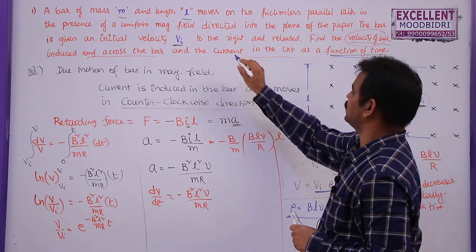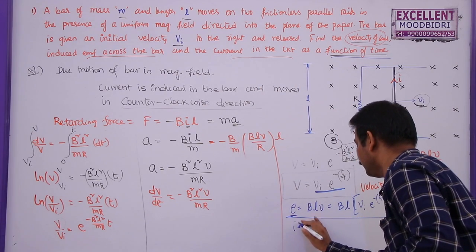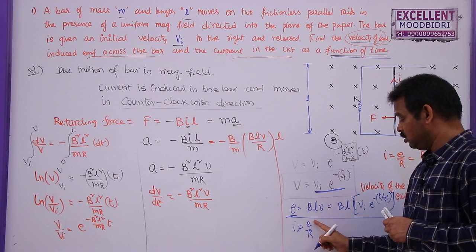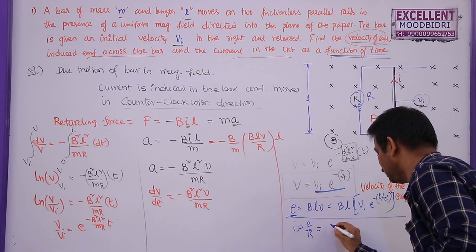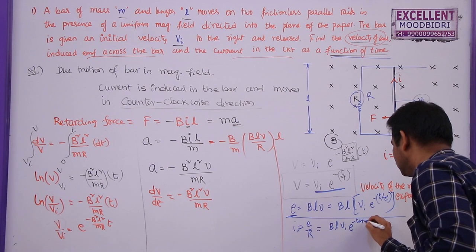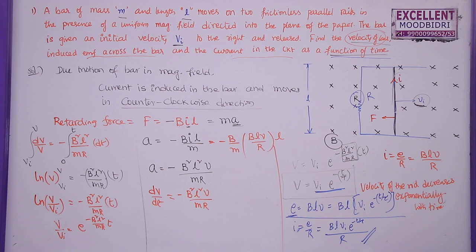Similarly, they are asking us to find out the current in the circuit. What is the current? I know that I is equal to V by R or E by R here. Induced current is equal to induced EMF by resistance in the coil. This resistance is equal to R here. So I can write B L Vi e power minus t by tau by R. This is the induced current in this one.